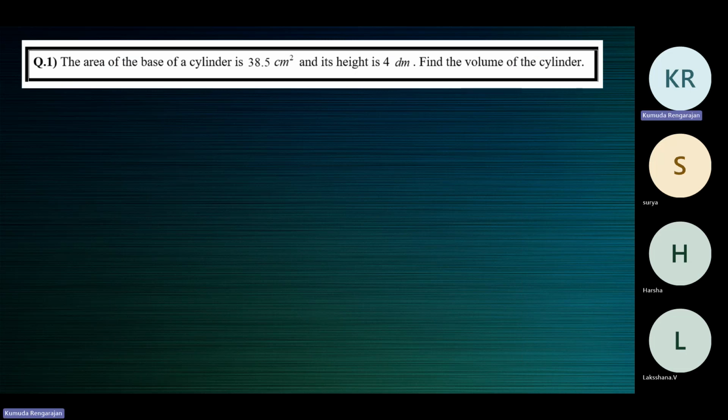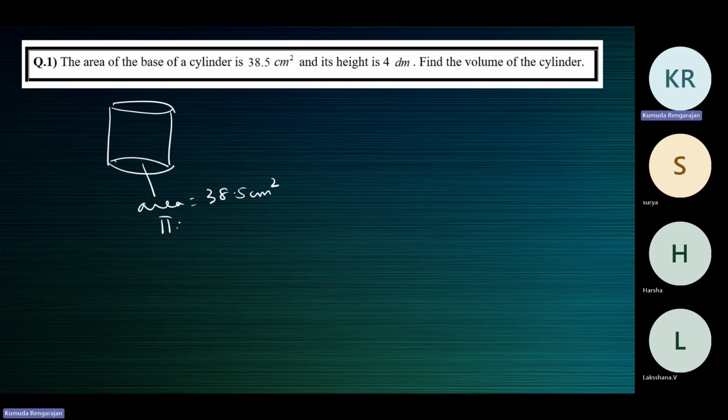All right. So the area of the base of a cylinder. The base of a cylinder is circular. So the area of the base is 38.5 centimeters square. That means pi r square, because the base is circular. Area of the base means the area of the circle is 38.5, which means pi r square is 38.5. And its height is 4 decimeter.